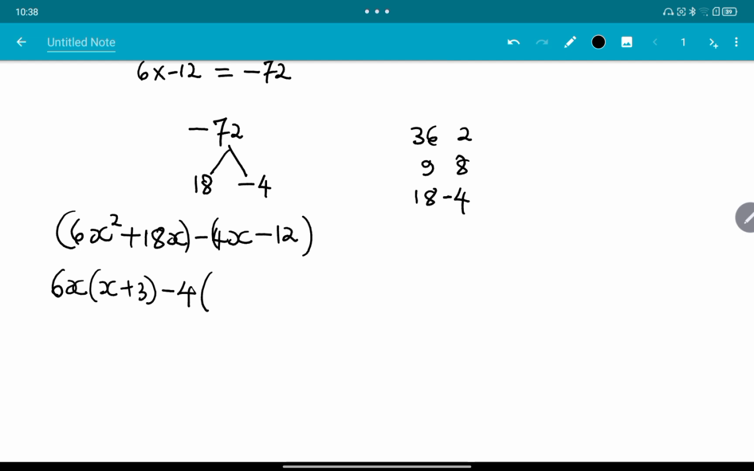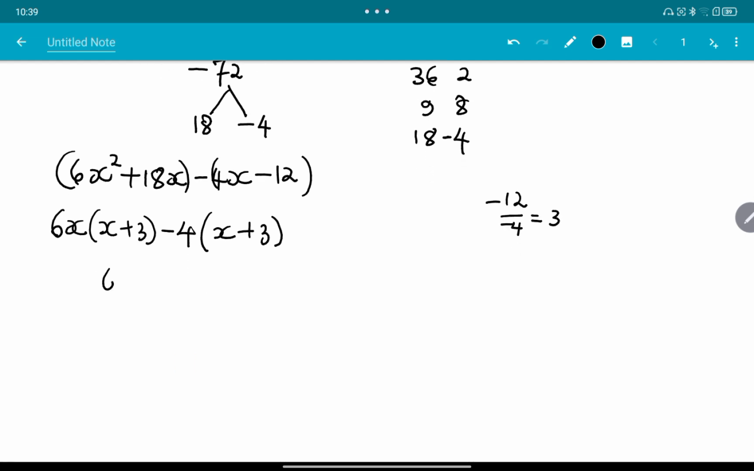In the second bracket, the common factor is negative 4. Whenever we are factoring out a negative, it affects the sign inside that bracket. So you'll have x, since this is like taking negative 12 divided by negative 4. That gives positive 3. So we have 6x minus 4 times x plus 3. So that is how we factorize quadratic expressions.